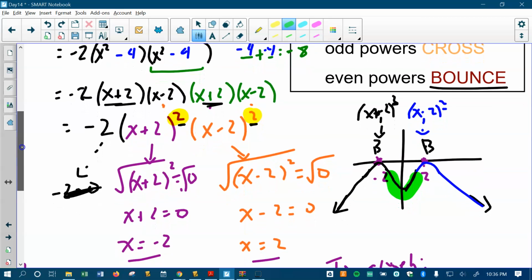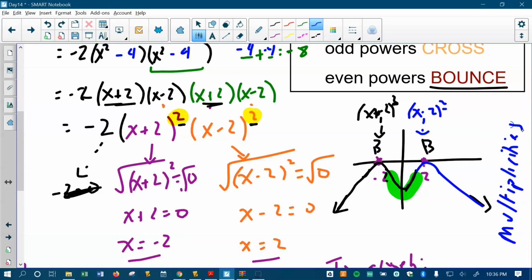If you ask anybody outside of our class, we have a fancy word for the bouncing and crossing. We say that we are looking at the multiplicities. It was on your notes from the last time, and I'm not going to use that word too often. I just need you to know about bouncing and crossing. But again, that's called multiplicities.